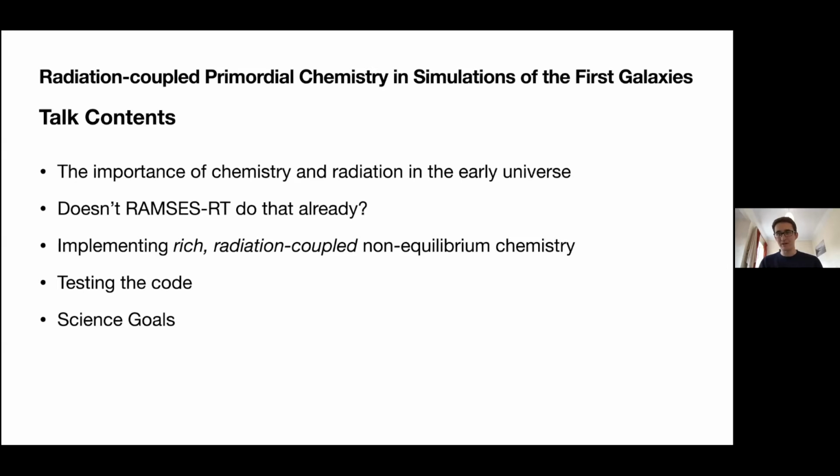Yeah, so I've implemented a model of primordial chemistry coupled to the radiation code Ramses RT. So I'm going to quickly explain why I'd want to do that and what that means, and discuss how I've implemented that, how I've tried to verify that the physics is correct, and quickly at the end I'll tell you what I'm looking forward to doing with that code in the near future.